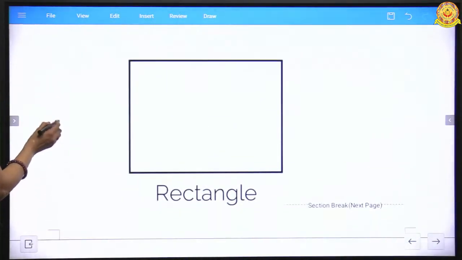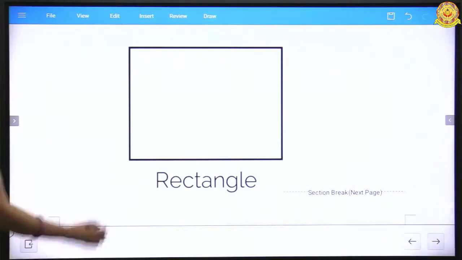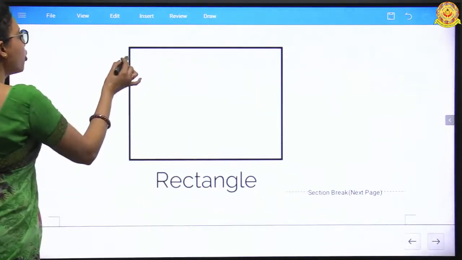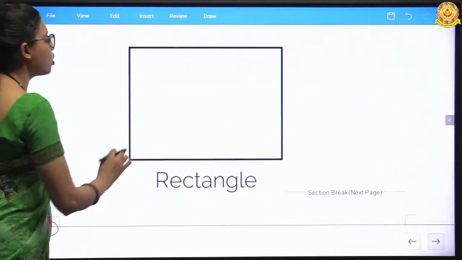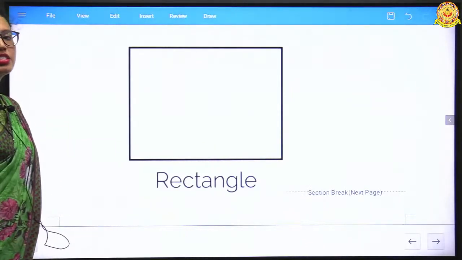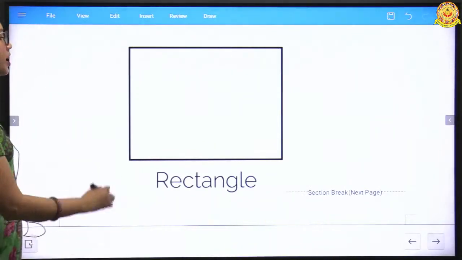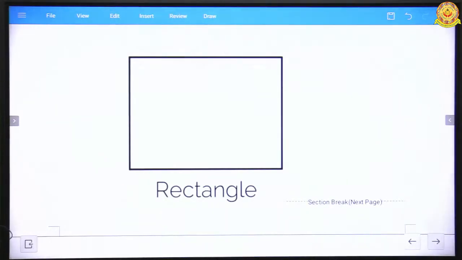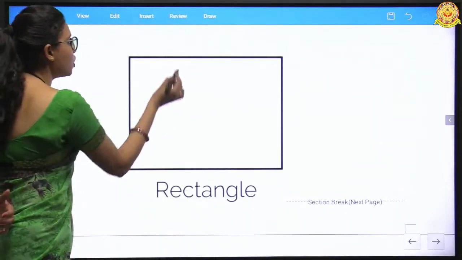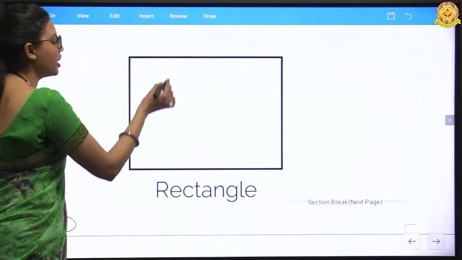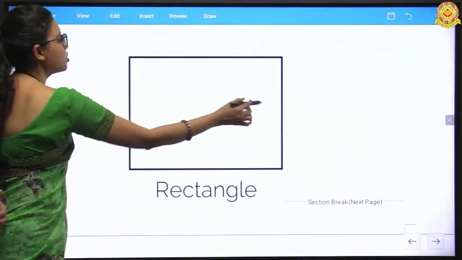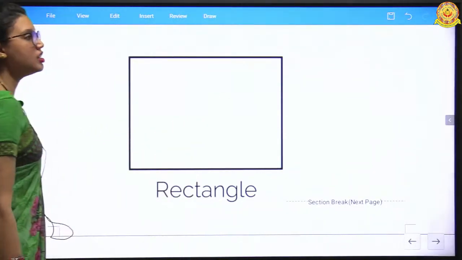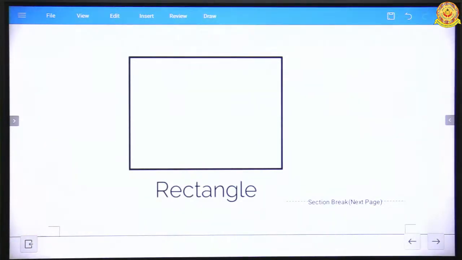Similar to a square, a rectangle also has four sides and four corners or edges, which are also right angles, 90 degree angles. So it is similar to a square. But its two opposite sides are parallel and equal. All its sides are not equal. It has only two opposite sides equal.